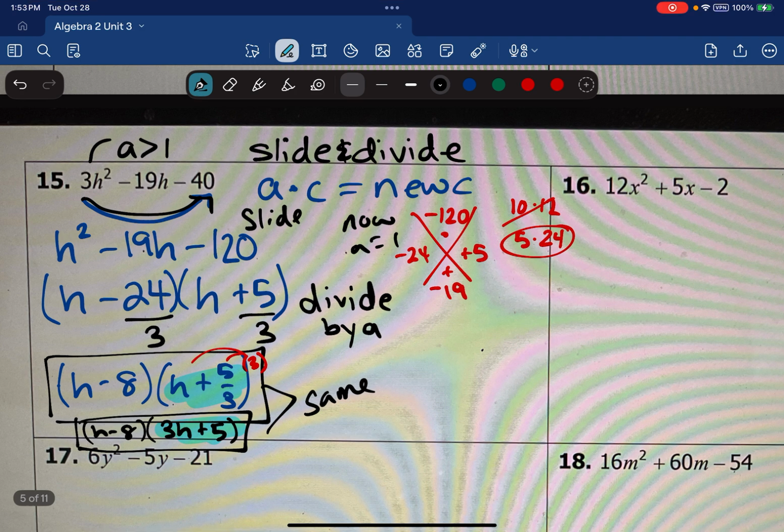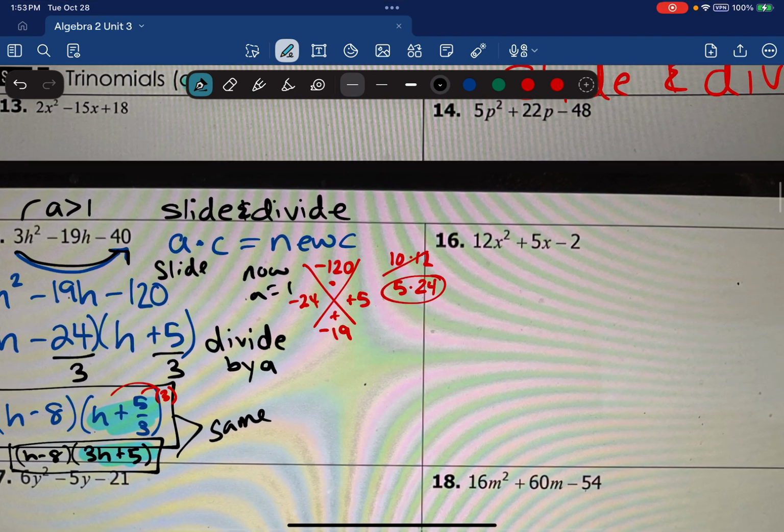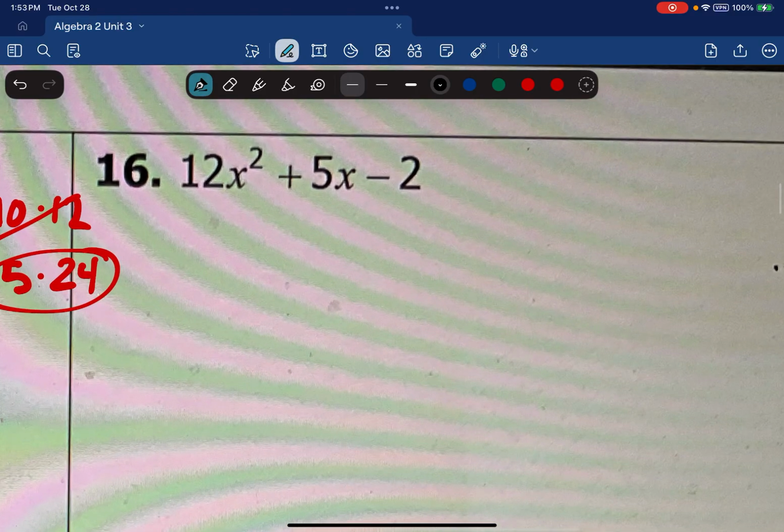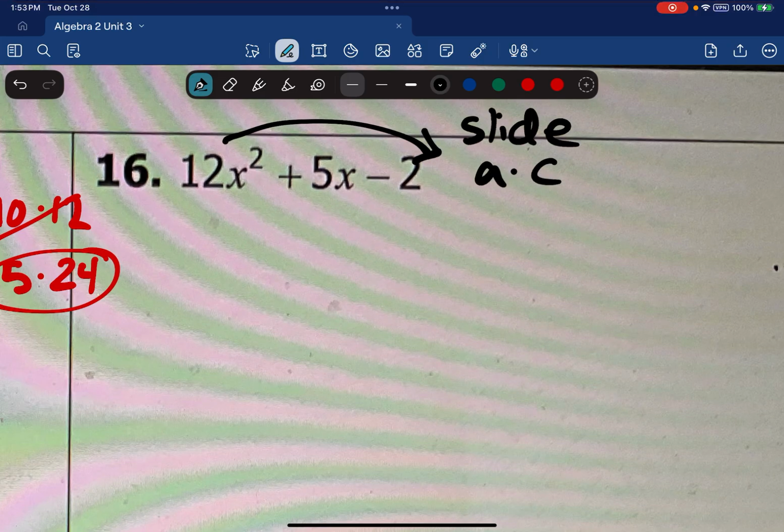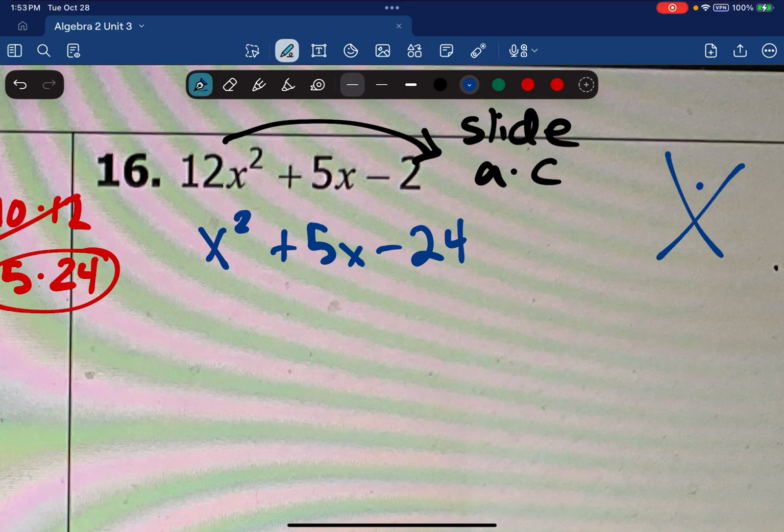We're going to repeat the process again because the steps are slightly confusing and I want you to make sense of it. So very first thing, we notice A is bigger than 1. So we're going to slide and do A times C. So that's going to give me x squared plus 5x minus 24. Now we ask, what are two numbers that multiply to be negative 24 but add to be 5? Two numbers that multiply to be 24 but add to be 5.